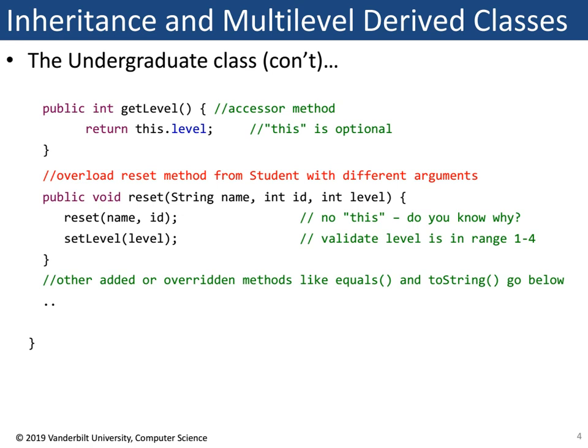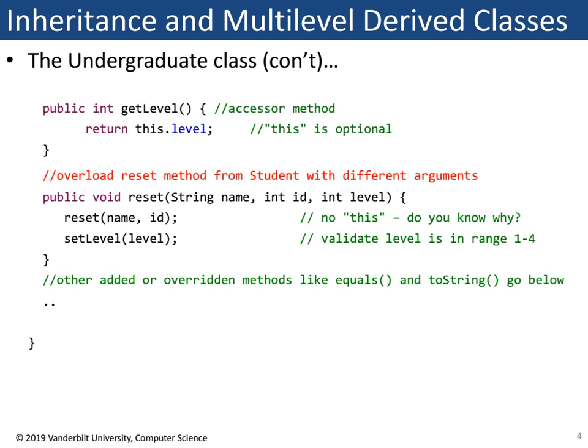However, we are also able to pass the name, ID, and level, which we'll call this new overloaded reset method. And we see that here as well. So inside this reset method, we can call the reset method, which is part of the student class, which is the superclass. We could also access this by saying super.reset. But since it's overloaded, we are able to directly call it just saying reset.